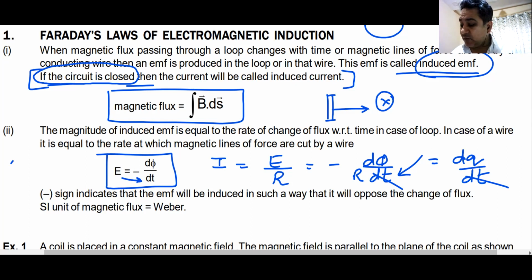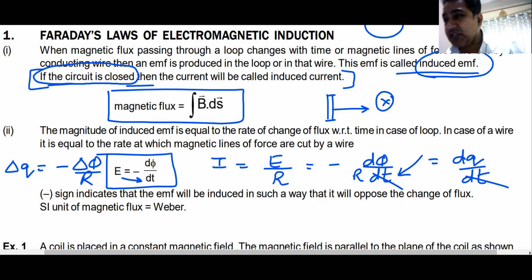So how much charge has flown? Delta q is minus delta phi by R. This is the way of saying it, not q is phi by R. Negative sign only indicates the direction, so let us forget about the direction.